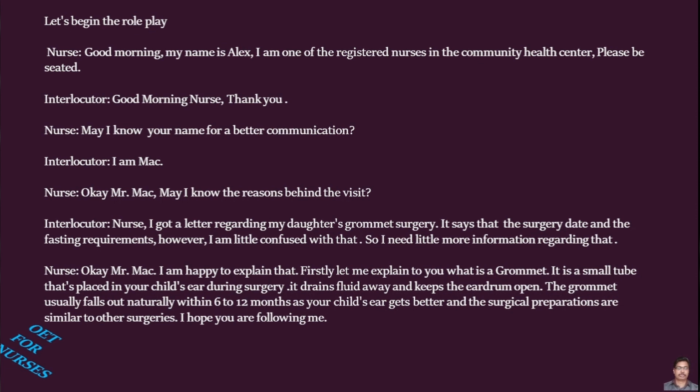Firstly, let me explain to you what a grommet is. It is a small tube that is placed in your child's ear during surgery. It drains fluids away and keeps the eardrum open. The grommet usually falls out naturally within 6 to 12 months as your child's ear gets better, and the surgical preparations are similar to other surgeries. I hope you're following me.